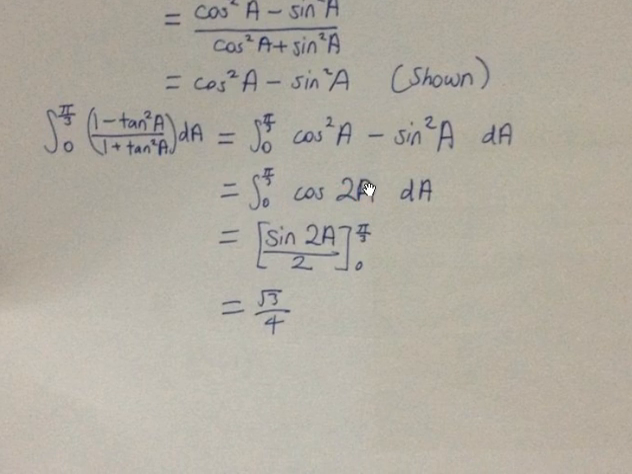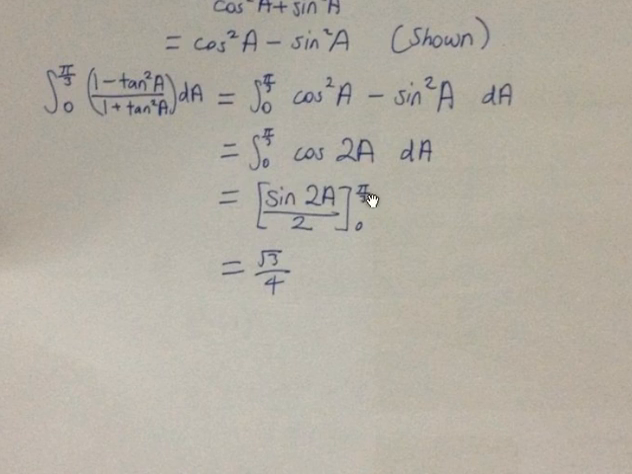So when we integrate cosine 2A, we actually get sine 2A out of 2 because it's a double angle. So we need to remember to divide by 2. And from the limits of 0 to pi out of 3. So we substitute in pi out of 3, we actually get sine 2 pi out of 3 out of 2. And that gives us root 3 out of 4. And when sine 0 is actually 0, so root 3 out of 4 is our final answer.